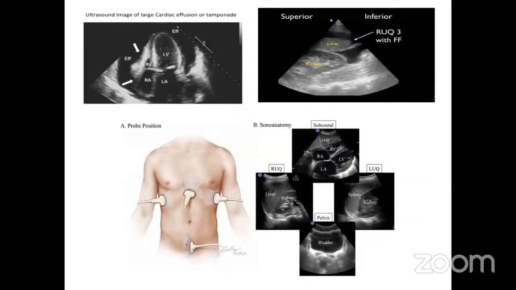So these are the probe positions, and in the first image you can see a cardiac tamponade, and in the second one you can see a collection around the liver. So these are the different probe positions which we usually use.